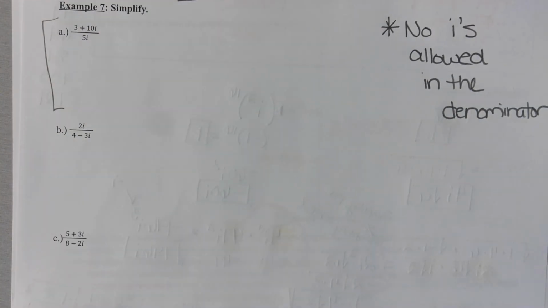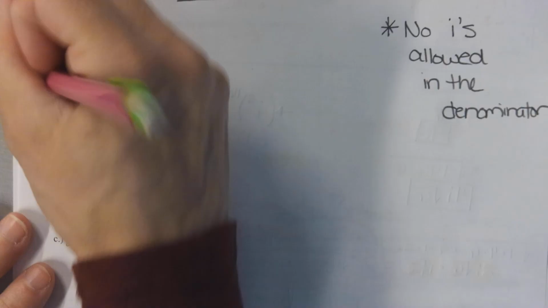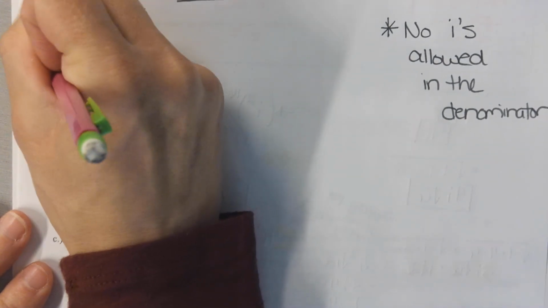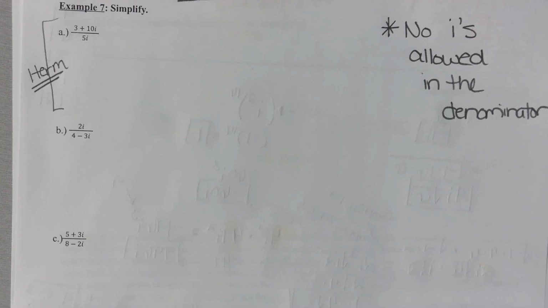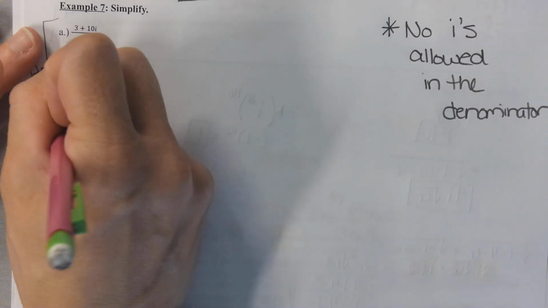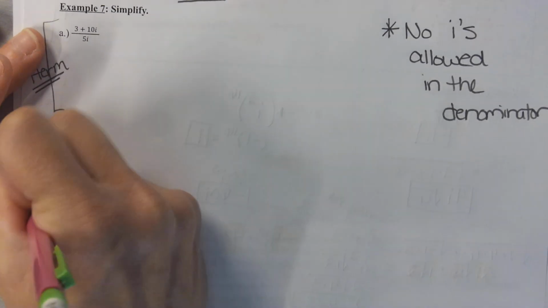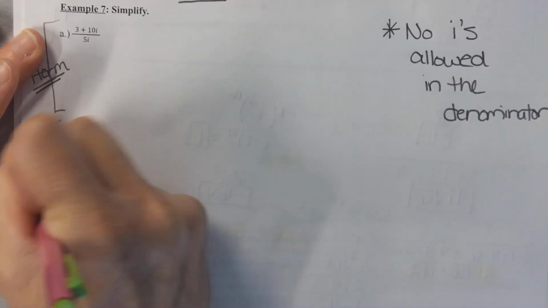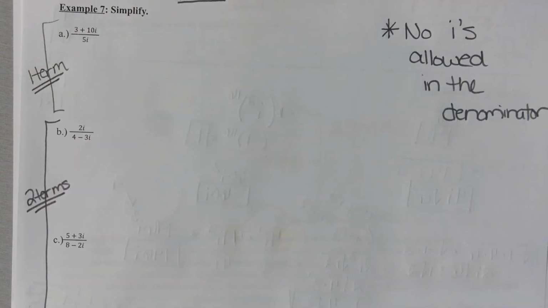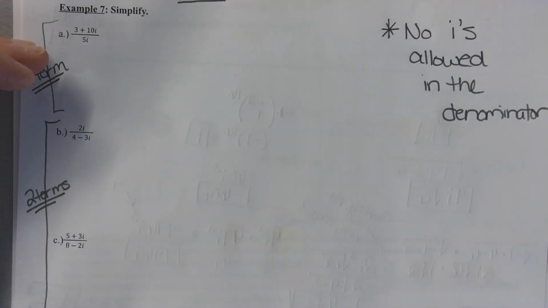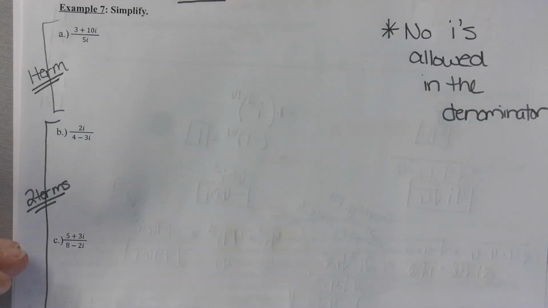Situation number 1. Do you see how you have one term in the denominator? If you have one term in the denominator, you deal with it differently than if you have two terms. Do you agree these both have two terms? Yes. Okay, so we're going to deal with this one way. We have a different strategy. We're going to deal with these two the same way.